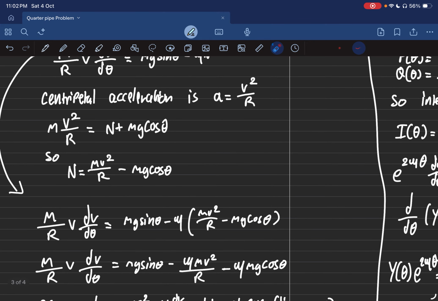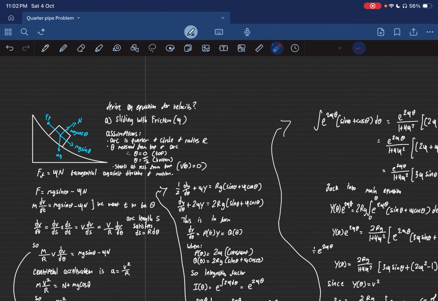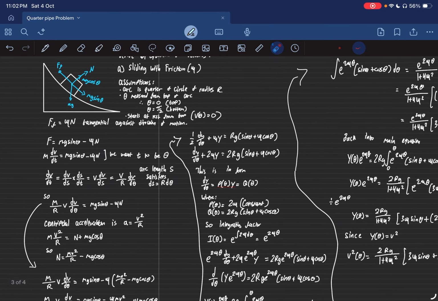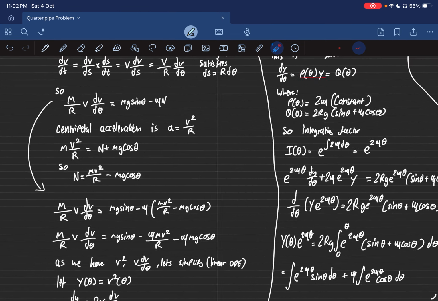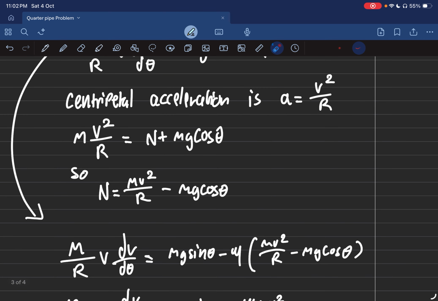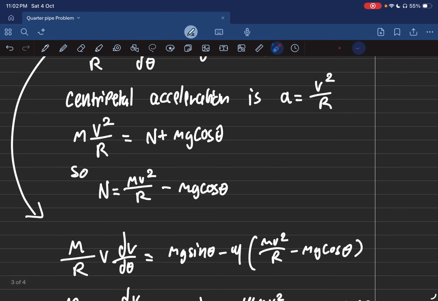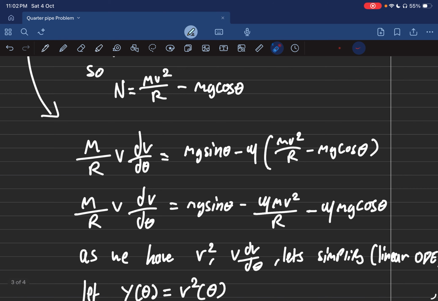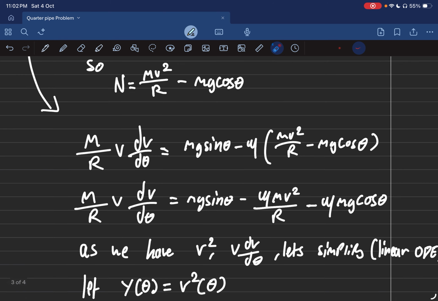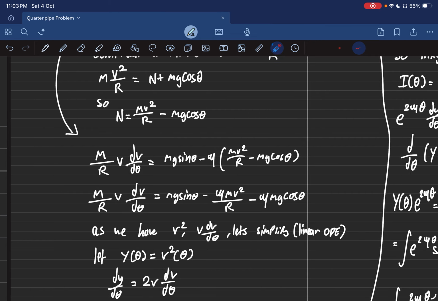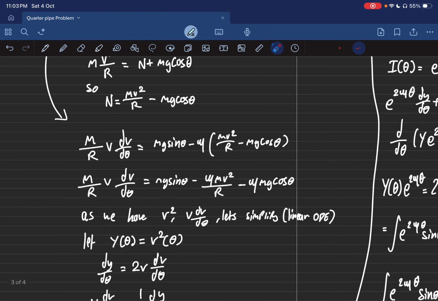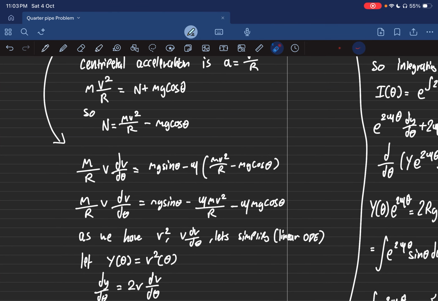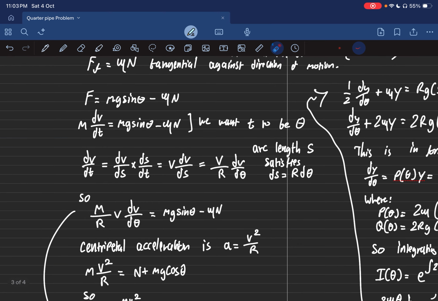So we sub it in, and now we're talking about components perpendicular to the direction of travel. So we're equating: we have mv squared over r equals N plus mg cosine theta. Simple. Rearrange for N because we need it right now, and you'll see why. After that, we sub N back into this equation over here.